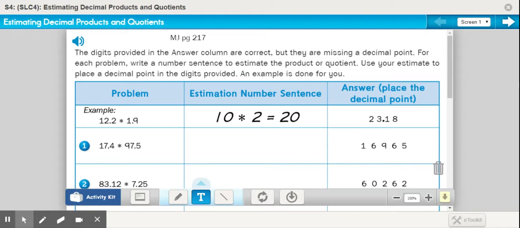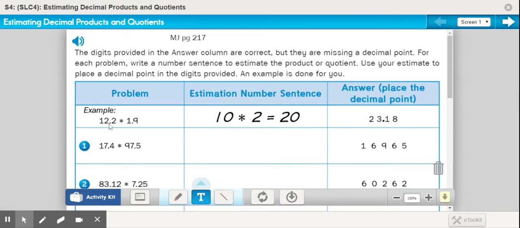So let's take a look at the directions. The digits provided in the answer column are correct, but they are missing a decimal point. For each problem, write a number sentence to estimate the product or quotient. Use your estimate to place a decimal point in the digits provided. An example is done for you. So let's look at the example.